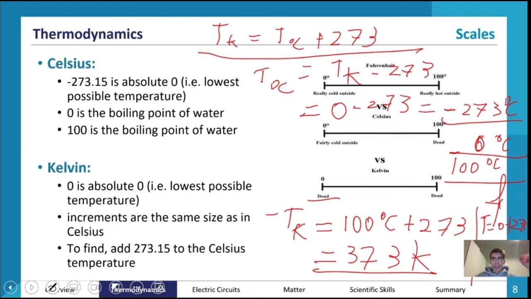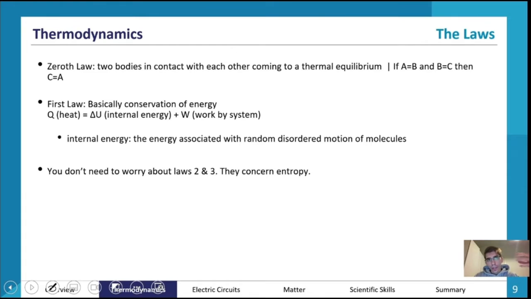In Kelvin, 0 Kelvin is the lowest possible temperature. 273 Kelvin is the freezing point of water, and 373 Kelvin is the boiling point of water. I hope this kind of puts everything into perspective. Now, let's look at some of the laws of thermodynamics.